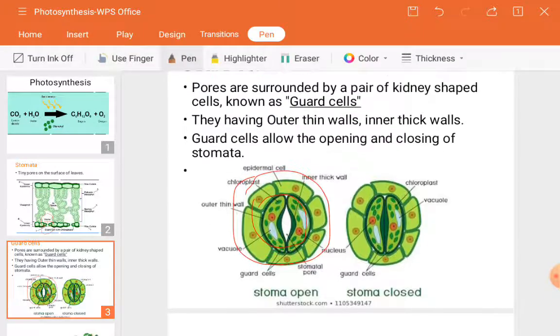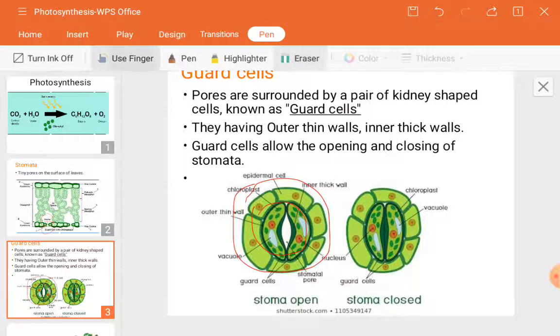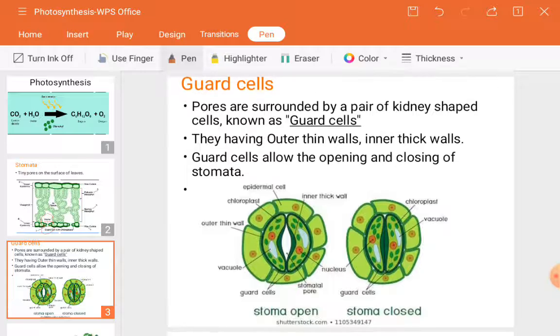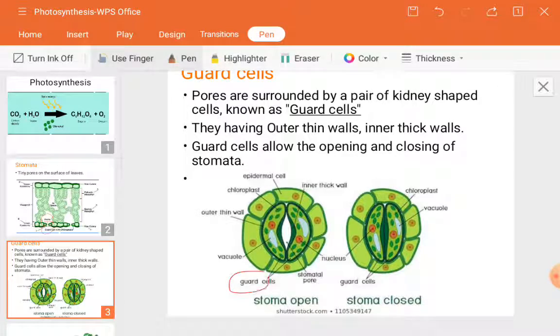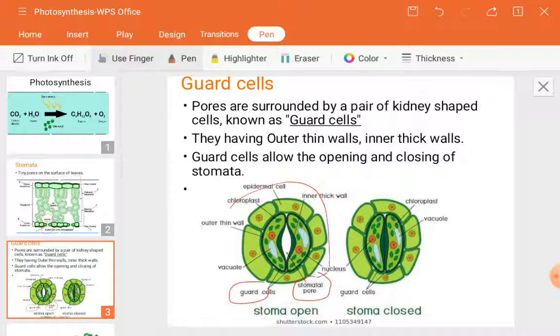Here you can see the labelings also, that is a guard cell. These are the stomatal pore, and these are some epidermal cells. In this slide, as I showed you, this is the leaf internal structure, but this is the smaller one. You can observe some labels here too.